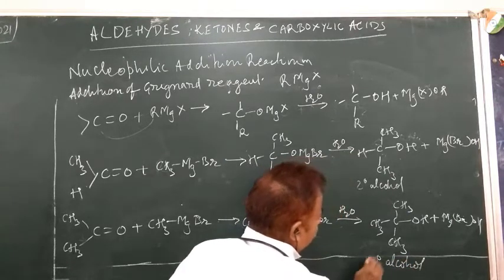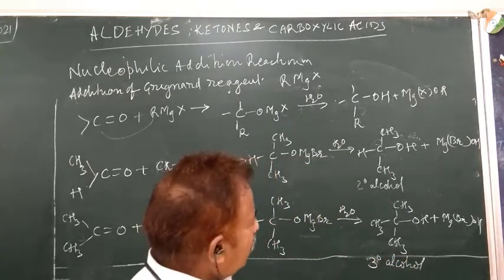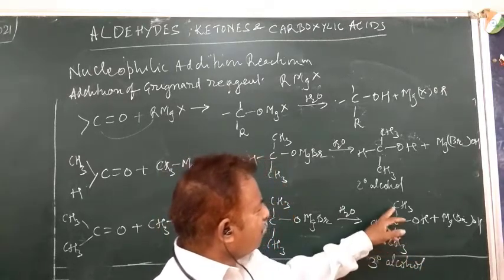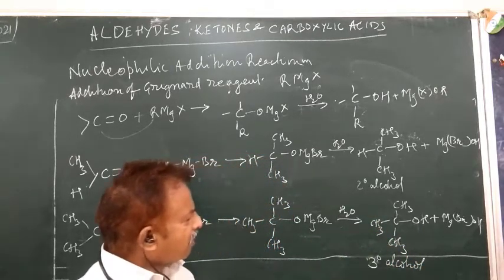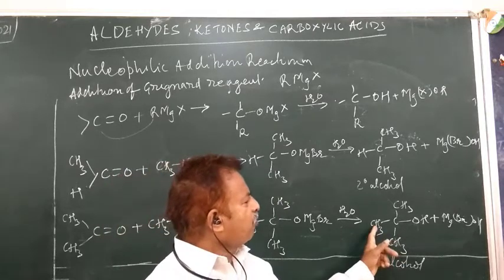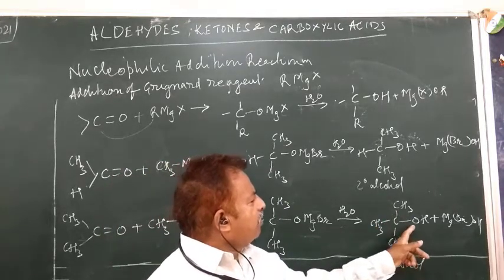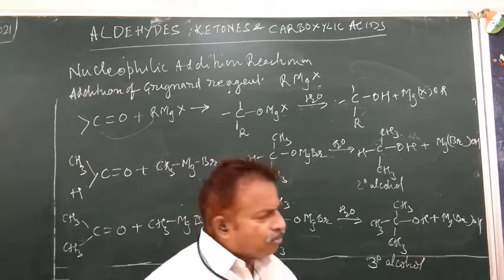Tertiary alcohol means the carbon bearing the functional group is attached to 3 more carbon atoms. Its IUPAC name is 2-methylpropan-2-ol.